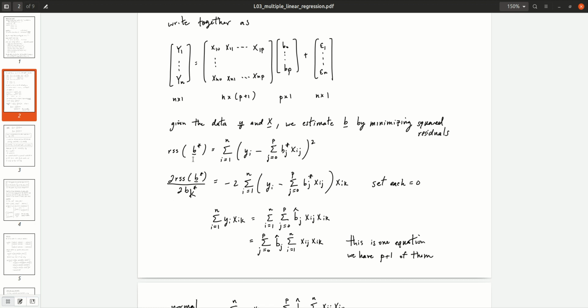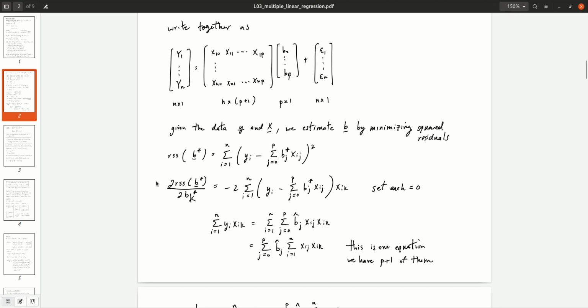So again, think of this as a function of b star, and the way we get our estimates, the b hats that we like, is we minimize this function with respect to b star. Now, one way of doing the minimization is to take the derivative of the residual sum of squares with respect to each regression coefficient. So we're going to get a set of p plus 1 derivatives because there's p plus 1 regression coefficients. Here's what the derivative is with respect to the kth one.